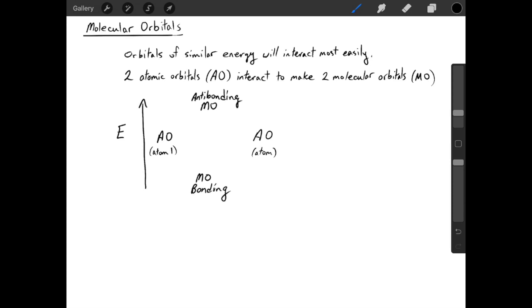And occasionally you'll see these types of diagrams drawn with dotted lines connecting the relevant molecular orbitals to their relevant atomic orbitals.